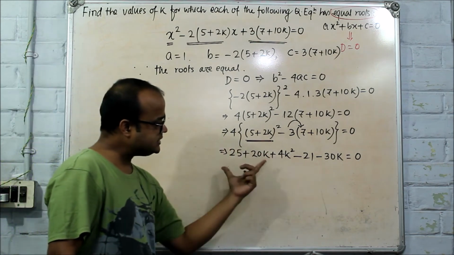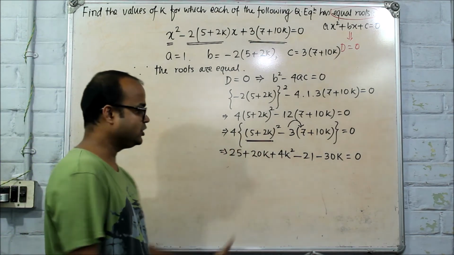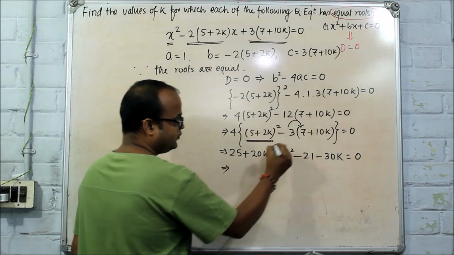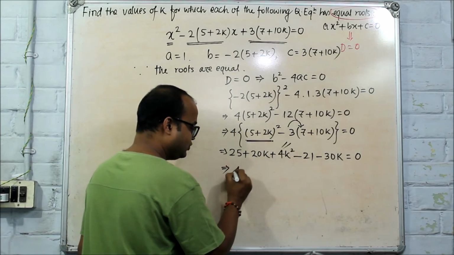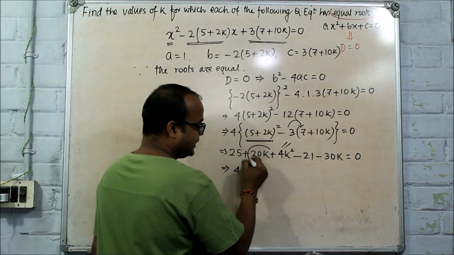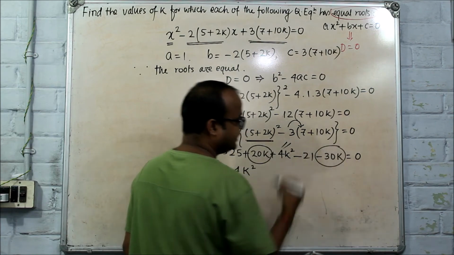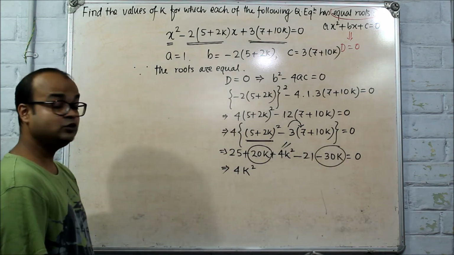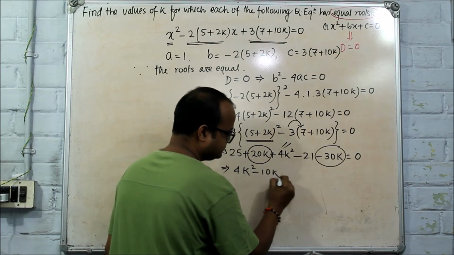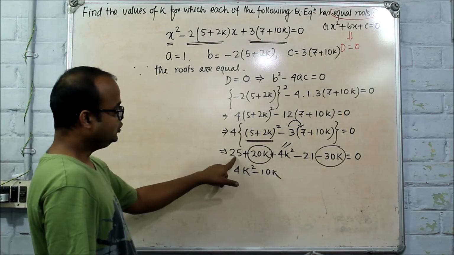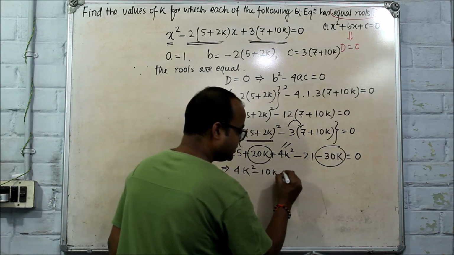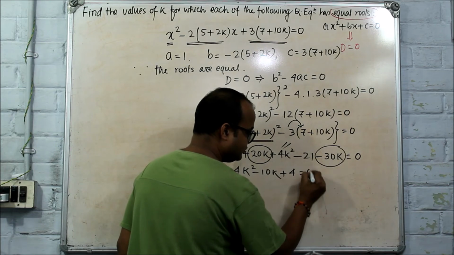Now we arrange it in the standard form because we are getting a quadratic equation again. So first we write the k square term, 4k square, 20k minus 30k, that will be equal to minus 10k. 25 minus 21, that is equal to plus 4 is equal to 0.